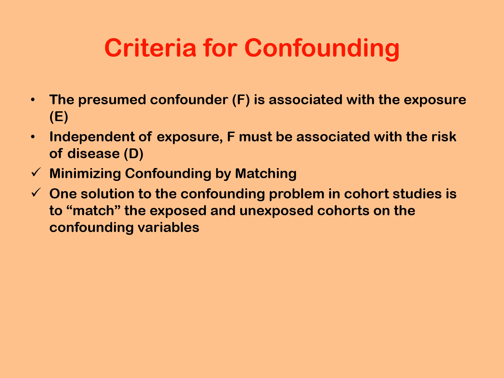So a variable is considered a confounder if it is linked to both the exposure and the outcome, but is not on the causal pathway. To reduce confounding in cohort studies, matching is done between the exposed and unexposed groups based on these variables.